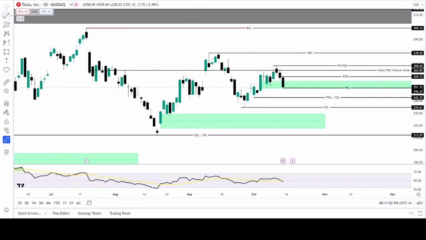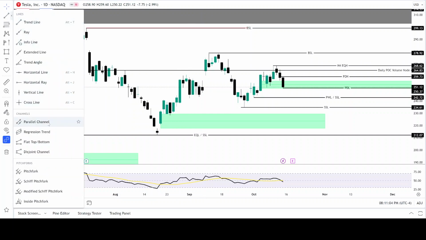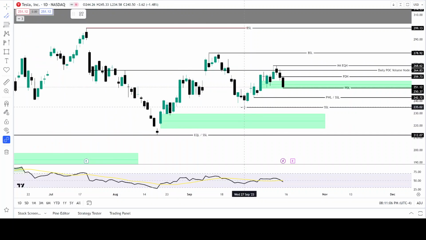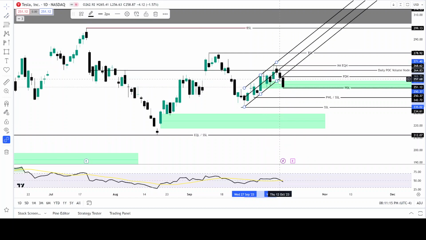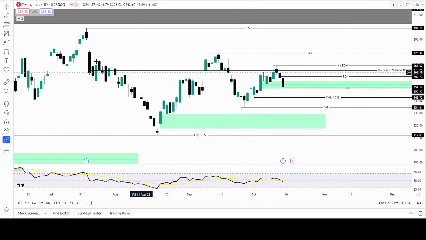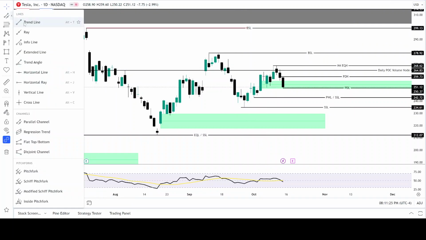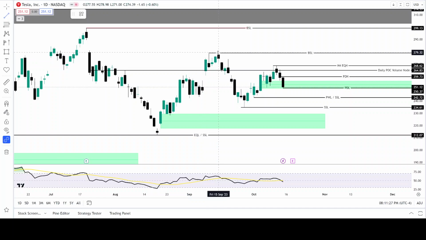We did break that channel that we had been watching for the last couple weeks, and I will show that here. I've taken it off my chart since, but we did break that channel. Price came down through it on Thursday, and then on Friday it back tested it with a wick and sold down on it. So that channel is off the board, and it has been broken and confirmed.